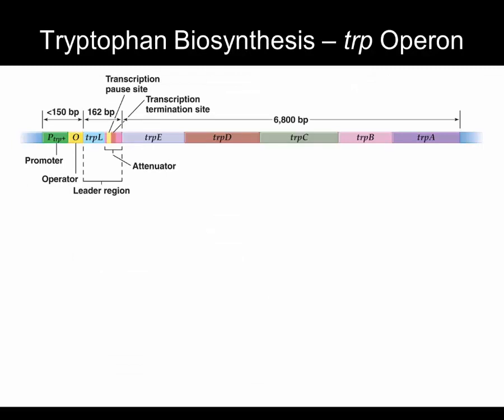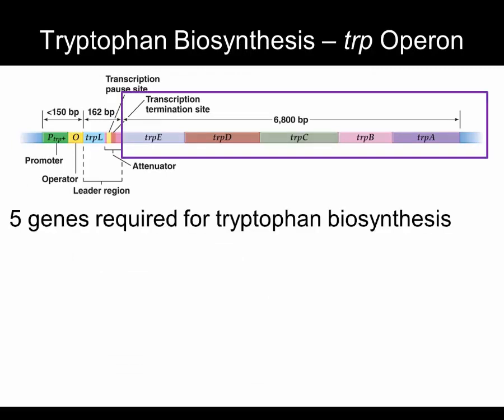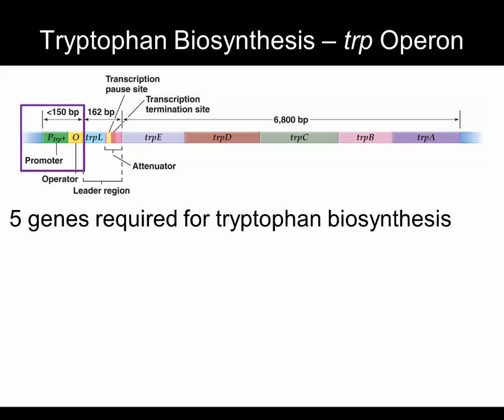For our model system, we'll look at the TRP operon. The TRP operon includes 5 genes, TRPA through TRPE, that are necessary for the synthesis of the amino acid tryptophan. In front of those genes are the promoter and operator, like you've seen before. But there's also this leader region, which is new. We'll come back to it in a moment.